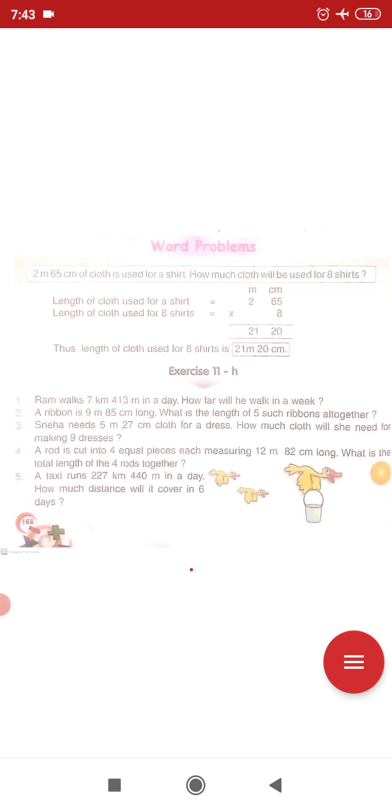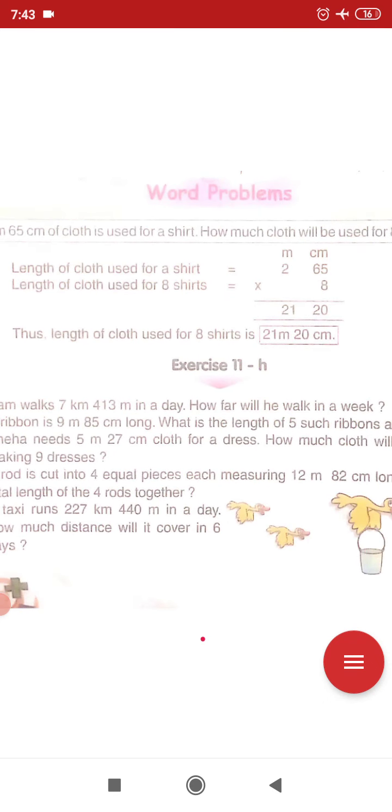Now today, we'll solve exercise 11H. The topic is same, multiplication in measures of length. But all the multiplications have been mentioned in the form of word problems. Under exercise 11H, 5 word problems have been mentioned, you can see. So all the word problems are based on the multiplication in measures of length. Clear? An example you can see given on this page, on page number 168.